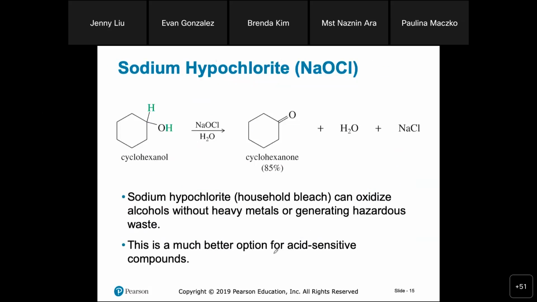And this is a much better option for acid sensitive compounds. So if we look here, this hydrogen will eliminate and this bond will form, and the ketone will be our oxidation product.